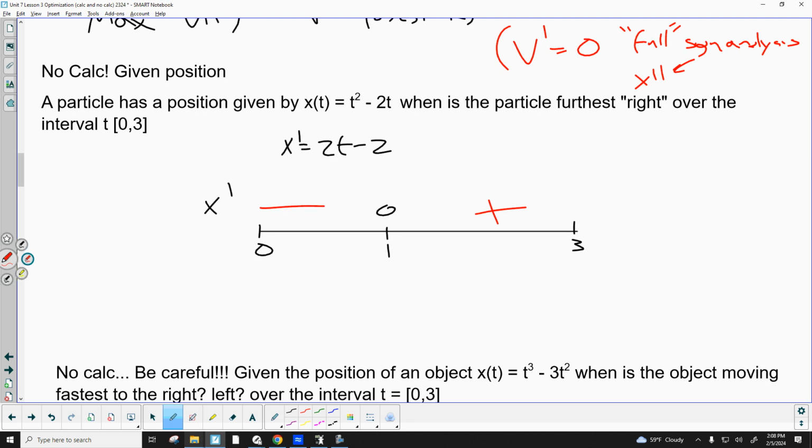Now, this tells me what my function's doing. I know where I'm furthest left or furthest right off the bat. Which one do I know right off the bat? Tell your neighbors, which one do you know already? Furthest right or furthest left? I know my position decreases then increases. This must be the location of a min. It must be the overall min.